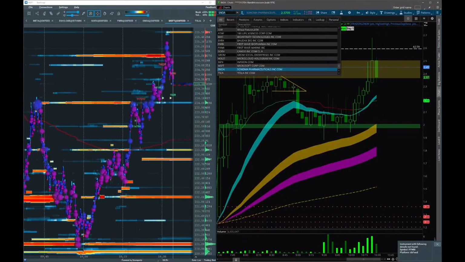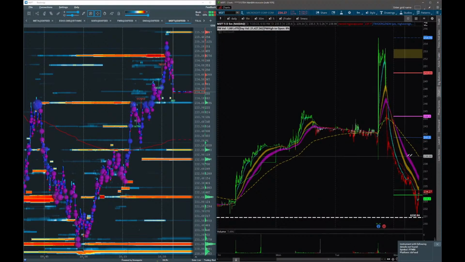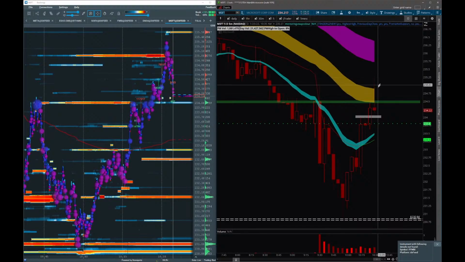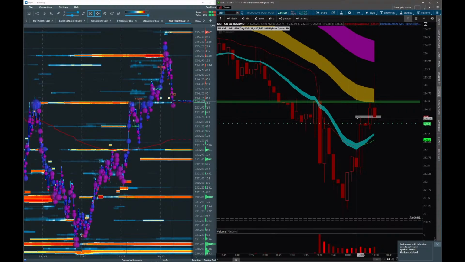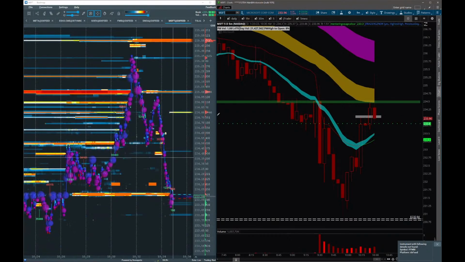What's Microsoft as well? So we had our push over here to 235. No short yet on this. Making lower highs.